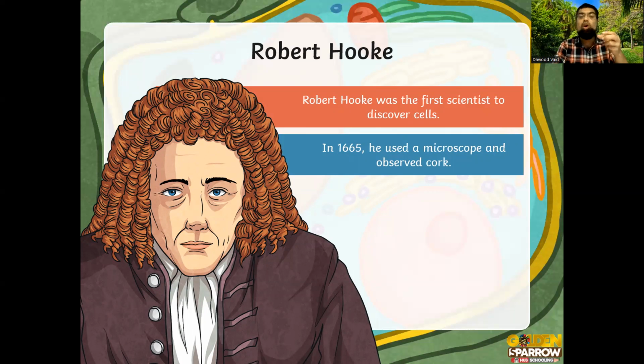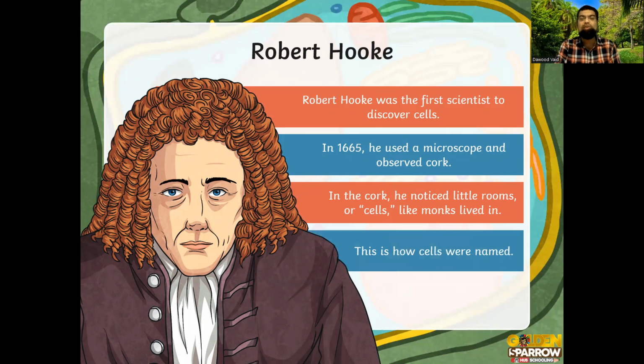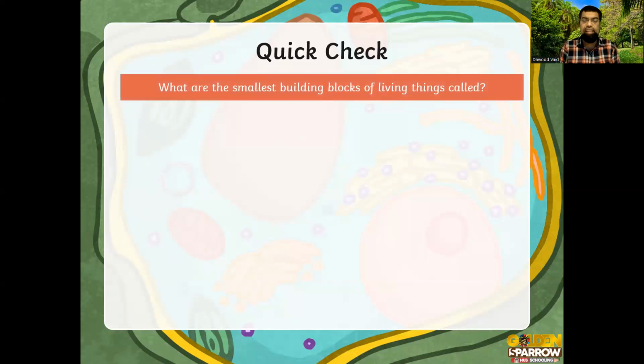He was observing a cork, the cork that you put in bottles, under a microscope, where he noticed small rooms. The word cell comes from rooms where monks live, and that is how Robert Hooke started calling them cells. Well, this is again a 1 mark or 2 mark question that does appear, and we also learn how to solve a problem.